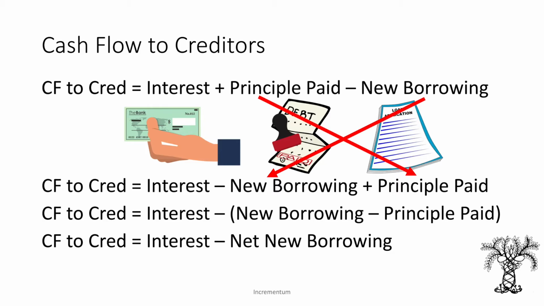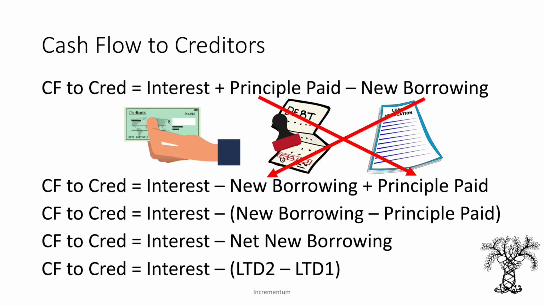It's the money we're paying to our creditors, which is interest and any principal that we're paying back, minus any new borrowing that we may make. If we're a firm insider, it's going to be easy to obtain that information. But if we're not, then we're going to need to look at financial statements to help us, and we can calculate cash flow to creditors as interest minus long-term debt at the end of the year minus long-term debt at the beginning of the year.